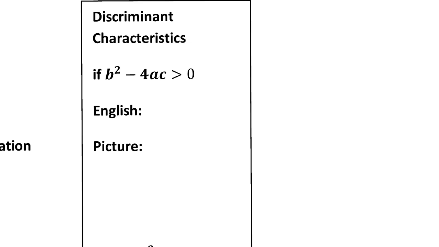So let's say I have b squared minus 4ac being bigger than 0. In English, we say the following. We say that the number of roots, or the number of solutions, is equal to 2. So there are two possibilities. You could also say the x-intercepts is also equal to 2.